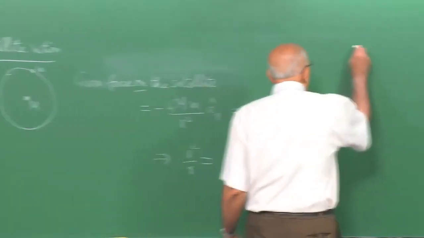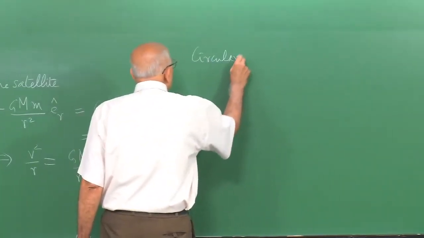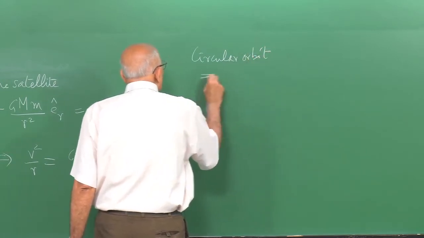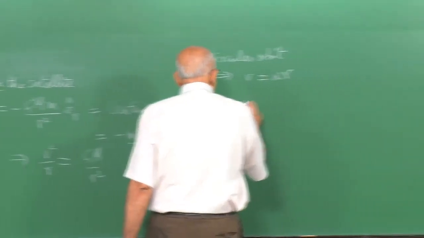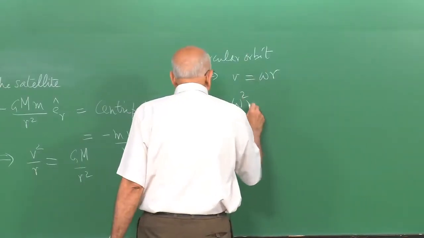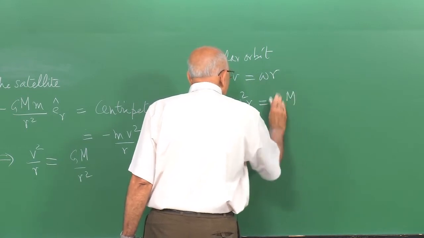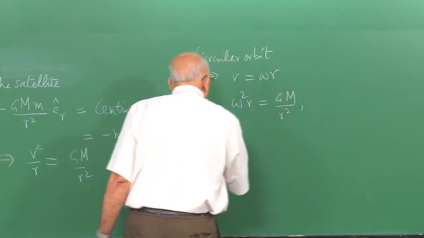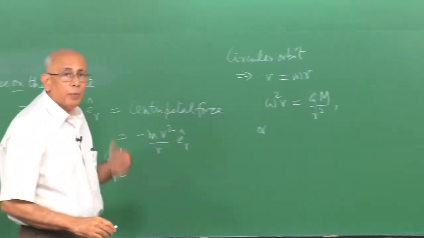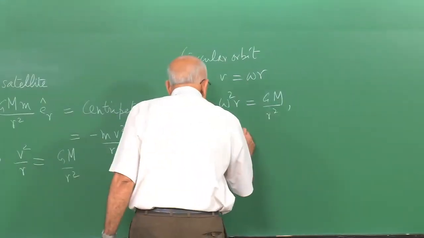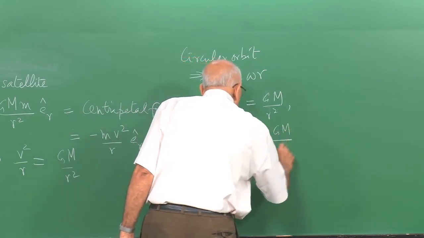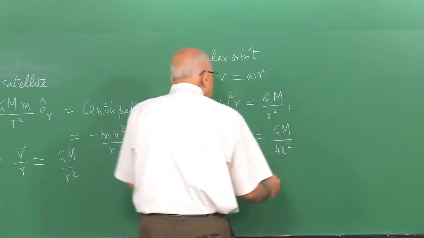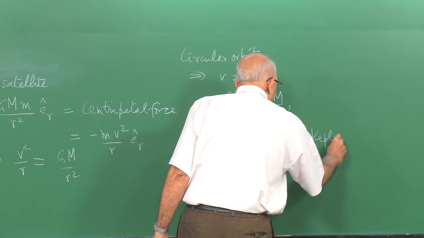If it's in a circular orbit, for instance, the linear velocity is the angular speed multiplied by the radial distance r, and if you put that in, you get omega squared times r is equal to GM over r squared. Since omega is 2 pi over the time period, it says r cubed over time period squared is equal to GM over 4 pi squared. This is Kepler's third law for a circular orbit.